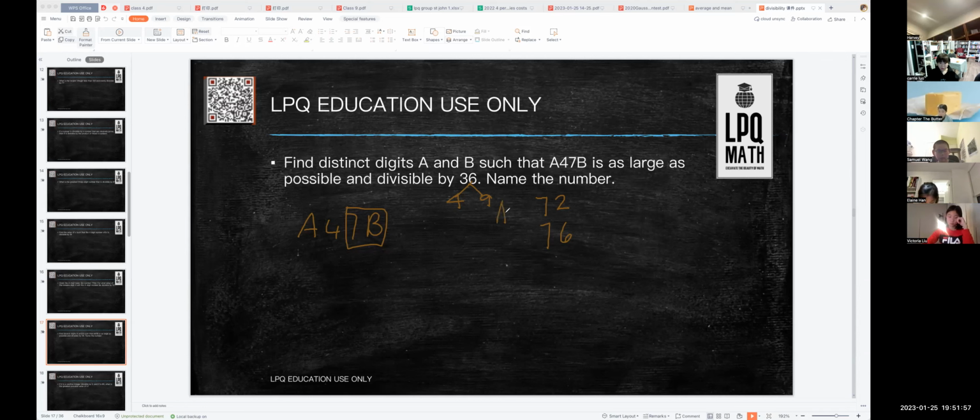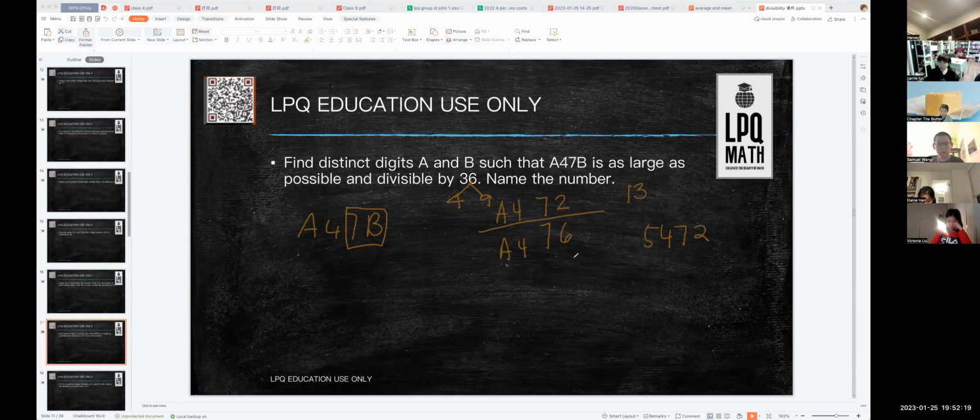So A472 and A476. So 4 plus 7 plus 2 equals what? Equals 13. So what is the possible? So A is 5. So 5, 4, 7, 2. Correct?